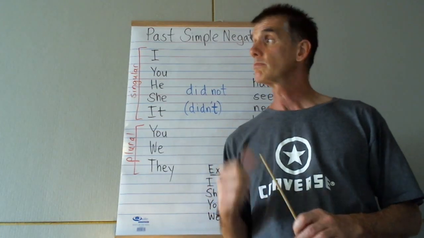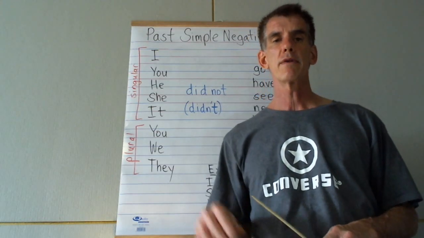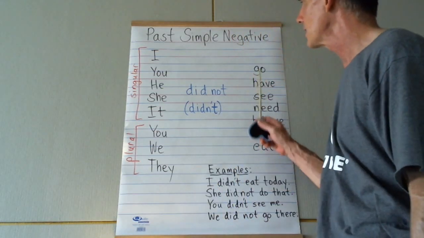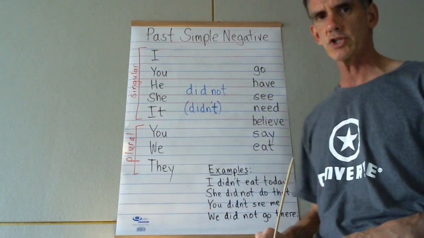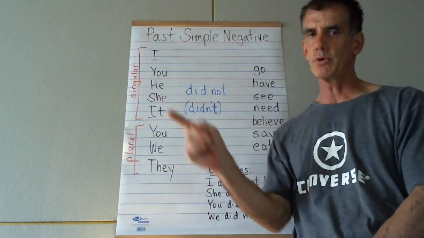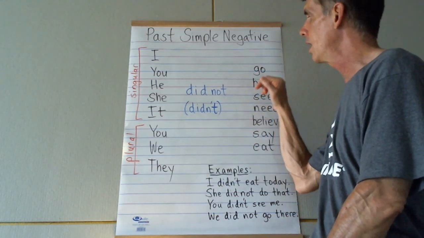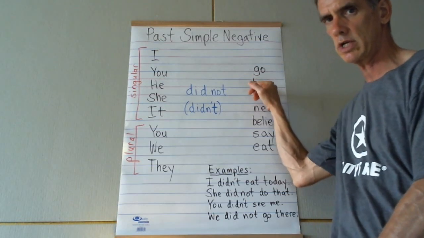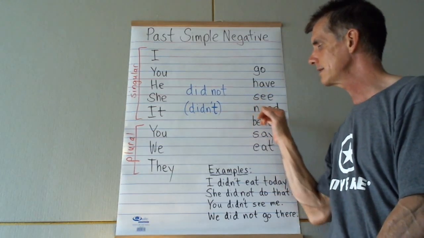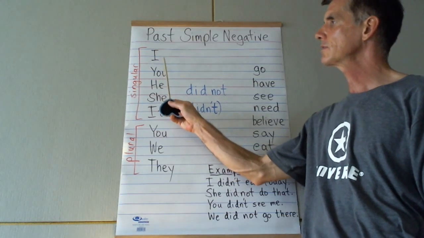Today, I'm going to talk about the past simple in the negative. One of the most important things to remember about this is that the verbs here do not change. Even though it's the past simple, even though it's in the past tense, these verbs do not change. So go stays as go. Have stays as have. The spelling doesn't change, nor does the pronunciation. See, need, believe, say, eat. Okay. All right. So again, let's begin with this one.